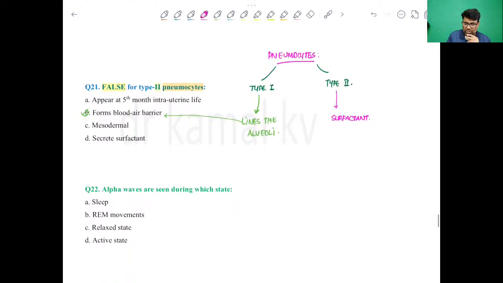The next question, alpha waves on EEG are seen during which phase? So alpha waves are seen during which state? Again, this is electroencephalogram.